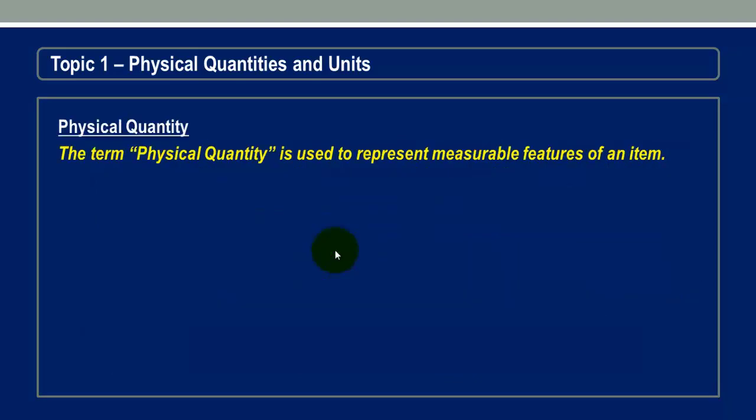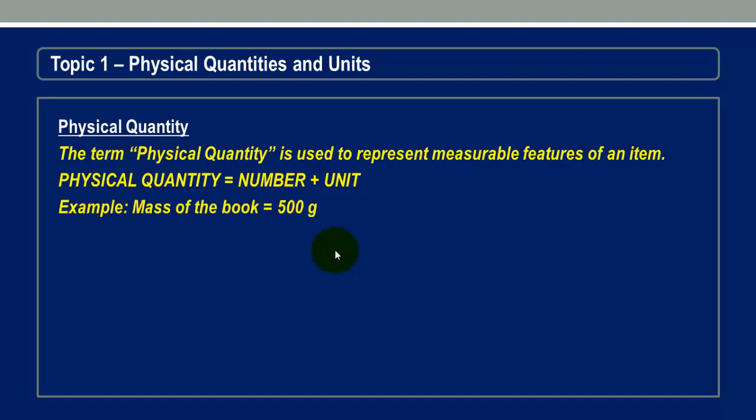What is a physical quantity? The term physical quantity is used to represent measurable features of an item. So the equation which is used to define physical quantity is: physical quantity is equal to number times unit. For example, let's consider the mass of this book. The mass of the book is equal to 500 grams.